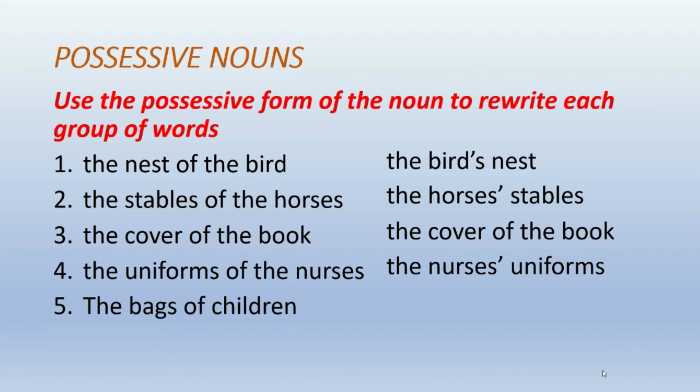The bags of children. Now here you are in a dilemma. Now children is a plural noun. It does not have an S. What to do? It is an irregular plural form. So for an irregular plural form, you add an apostrophe and then S. See, the children's bags. So whenever you come across an irregular plural form like men, women, children, you have to use an apostrophe and then S.